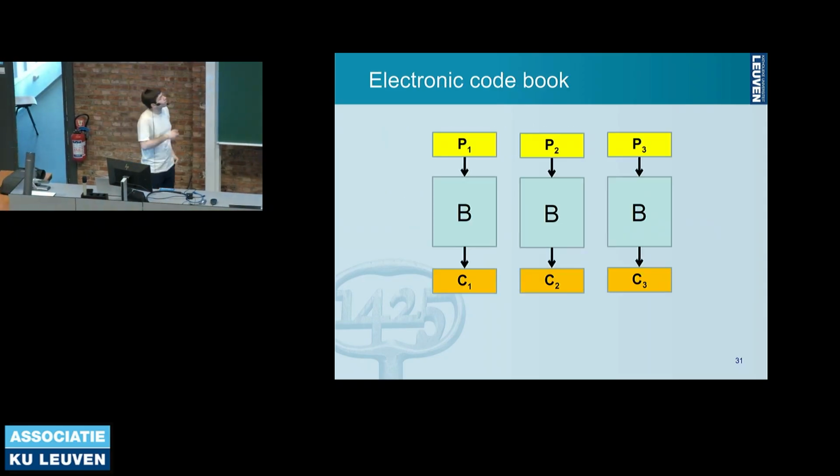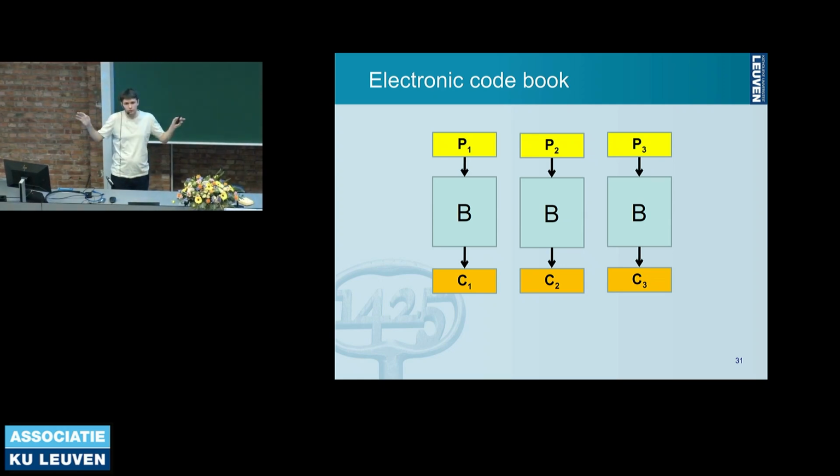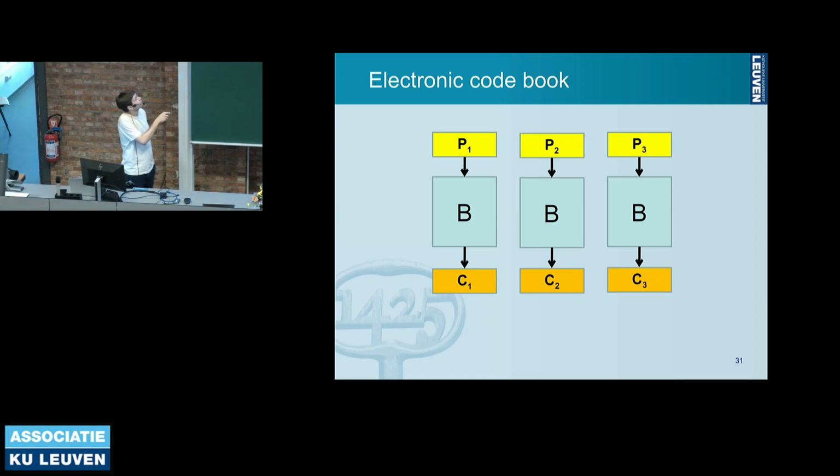So, like I said, the simplest way that you might think of to use a block cipher is to chop up your input into blocks and apply the block cipher in parallel. But this is not secure, and one reason you can see is if I take P1 equal to P2, I will always get C1 equal to C2. And why is that a problem?